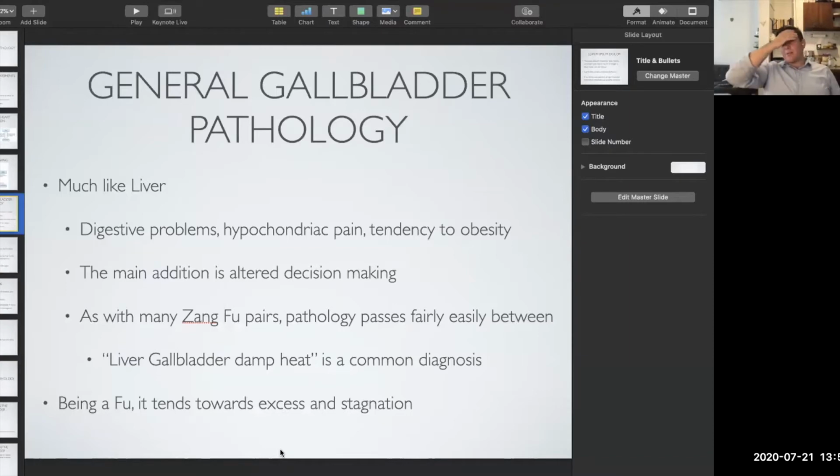So general gallbladder pathology, it's a lot like the liver. The gallbladder and the liver overlap decently. So digestive problems, hypochondriac pain, a tendency to obesity. The main thing that we see as a difference here is the psycho-emotional aspect. And when you have a liver problem, you're often going to be using points on both the liver and the gallbladder anyways. So there's overlap in treatment as well.